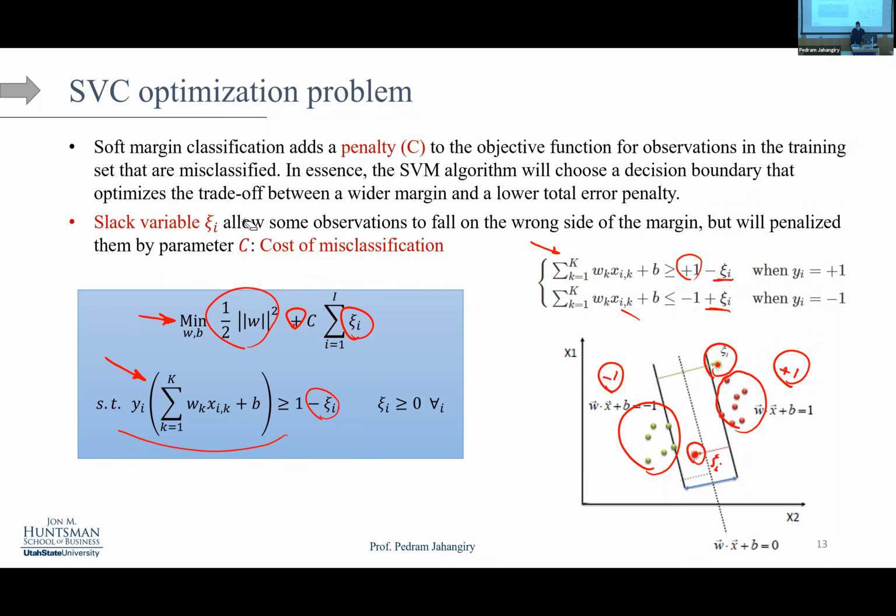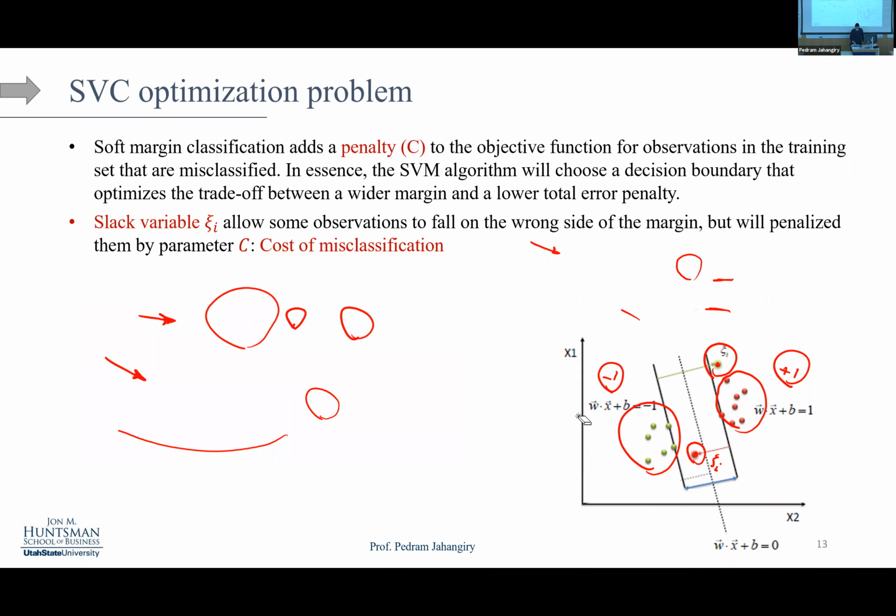So before going to the next slide, I want you to conceptually think about it. If I increase this cost, what will happen? The margin is going to widen or going to narrow? If I increase the cost, it's going to get narrower, right? Because you're telling the model do not allow for any kind of misclassification, so the margin is going to get narrower and narrower.